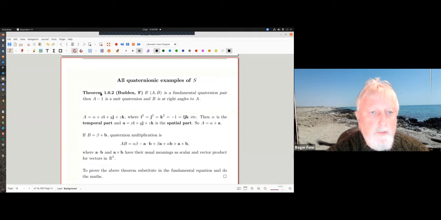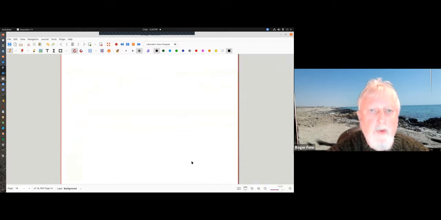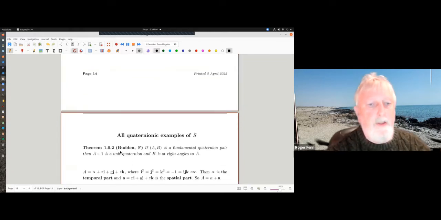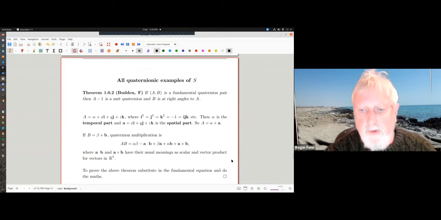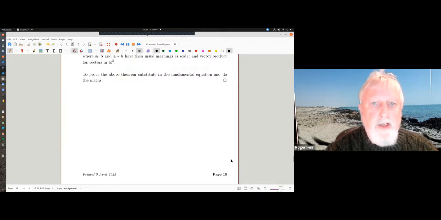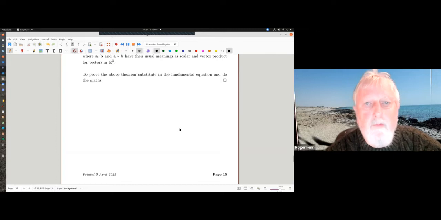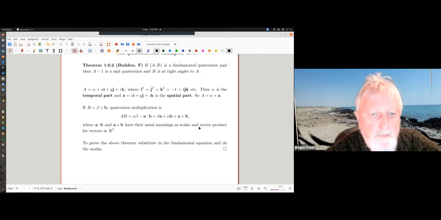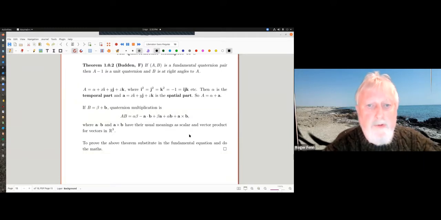So to prove the above theorem, you substitute in the fundamental equation and do the maths, and you get the answer: in other words, A lies on this sphere and B is at right angles to A. So it gives you a whole heap of solutions. What I'm saying is that the Hurwitz units being solutions led to more general solutions. But actually, we can do better than that, because it's purely mechanical. You just go through the mathematics and the algebra, you put one side equal to the other side, and you make conclusions.